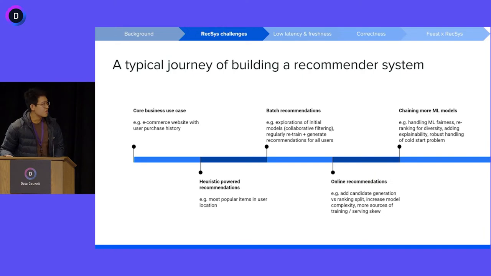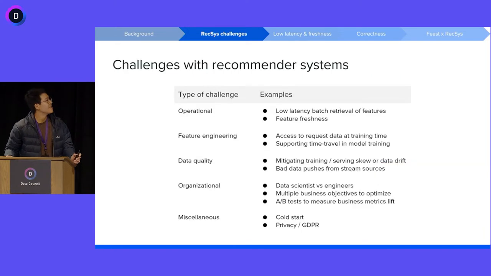So there's a lot of challenges with recommender systems, and I'm not going to go through all of them. I just wanted to call out some broad categories here. There are some operational challenges, as we've discussed. There are unique challenges with respect to feature engineering in recommender systems. And since you're moving data around a lot, there's a lot of opportunity for data quality to go bad. And then there are organizational components to this, like you're working with different kinds of users, data scientists, data engineers, infra engineers within an organization.